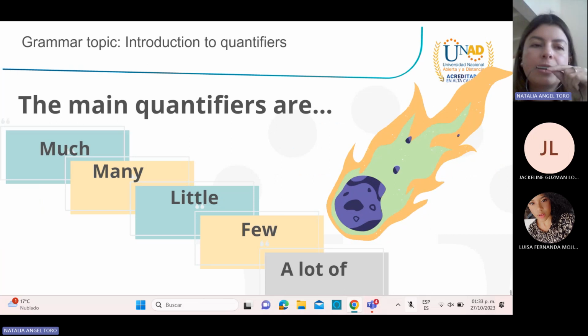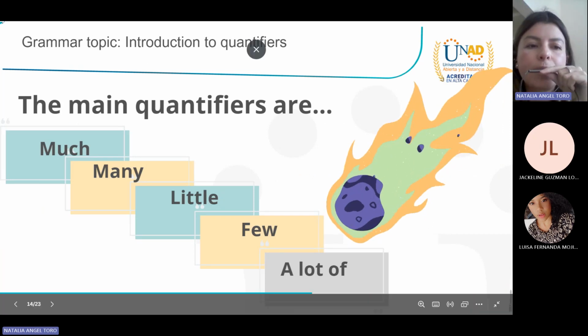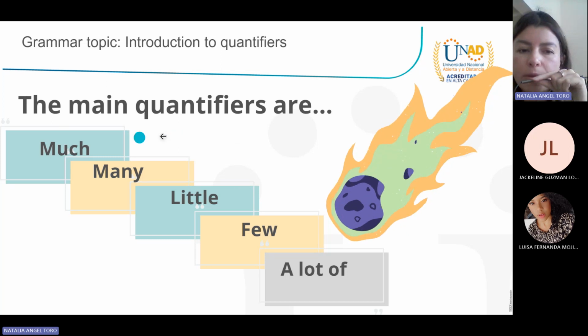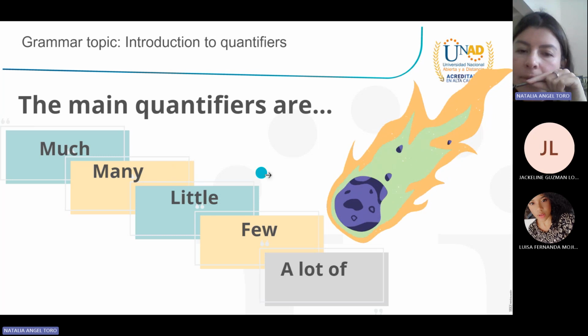So pay attention that much and little, the blue ones, are partners and belong to uncountables. Many, the pink ones, and few belong to countable nouns.